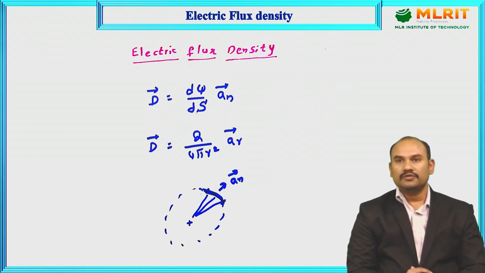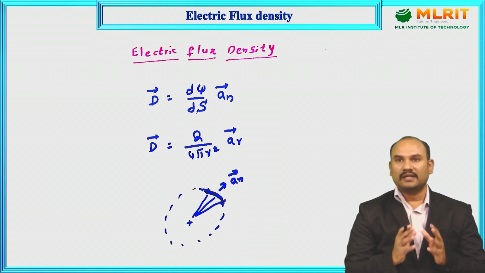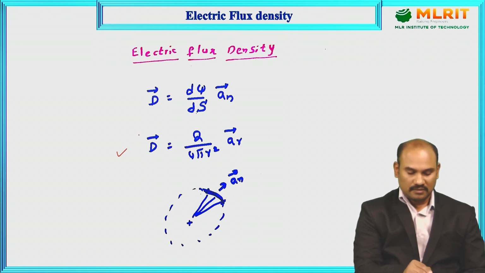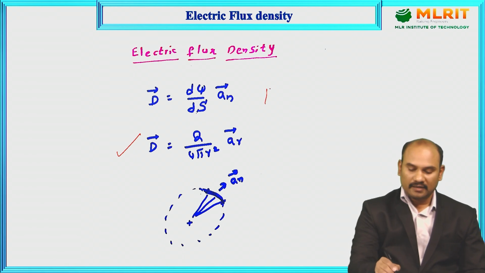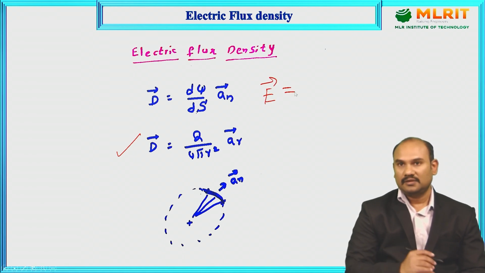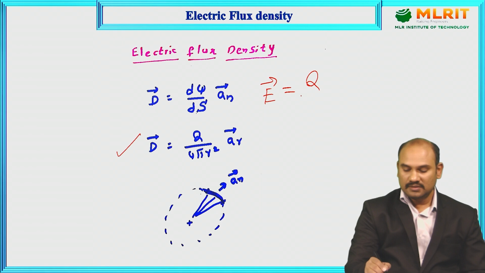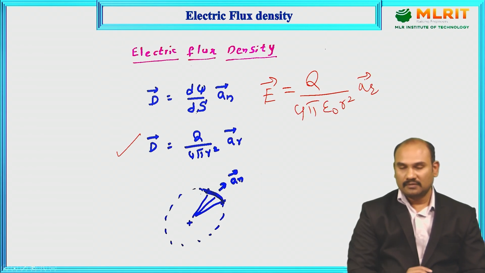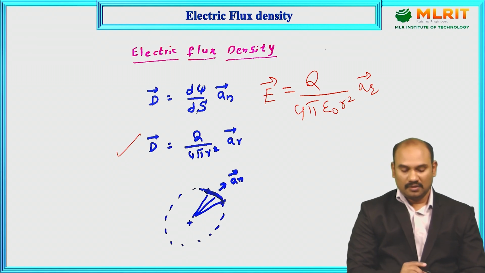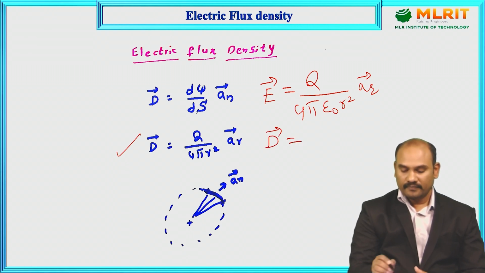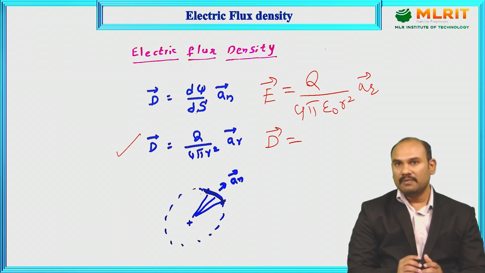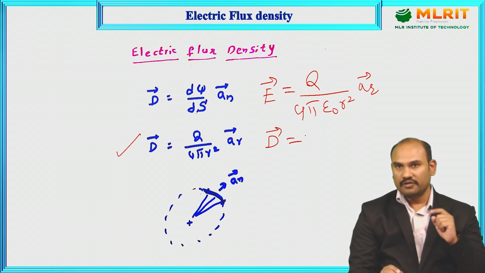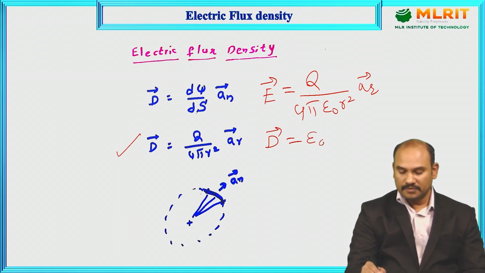Now, if you want to use the mathematical framework to calculate the flux density, we use this expression. Well, we know the electric field expression. If you recollect, what is the expression? E bar is Q by 4 pi epsilon naught R square a R bar. This was the expression for electric field. Now we are working with D bar. What is the relationship between D bar and E bar? There is one constitutive relationship, that is D bar equal to epsilon naught E bar. That means if you multiply electric field with epsilon naught, you will get D bar.